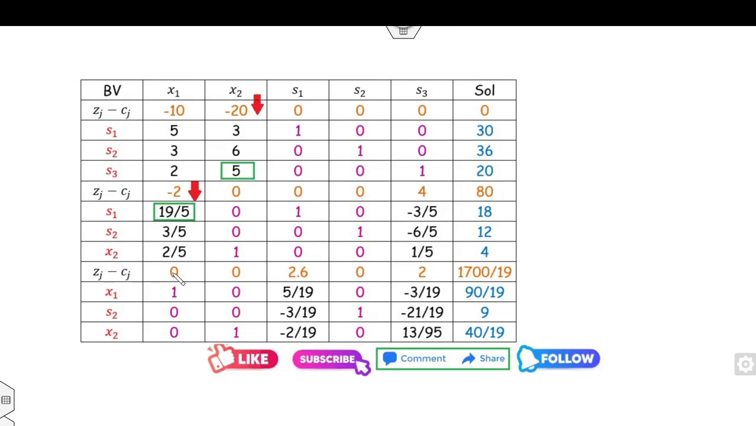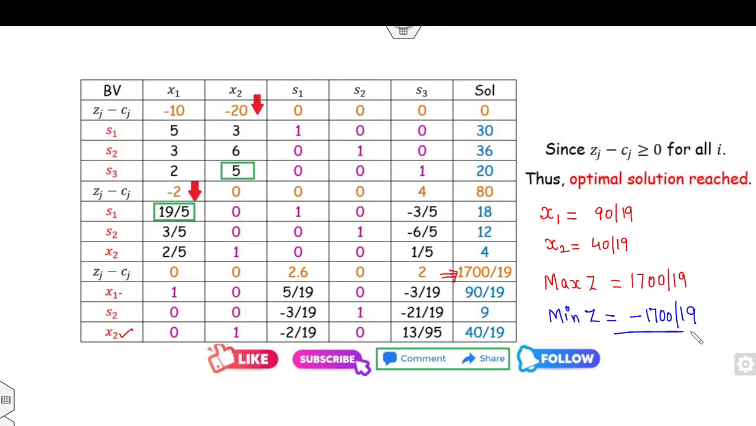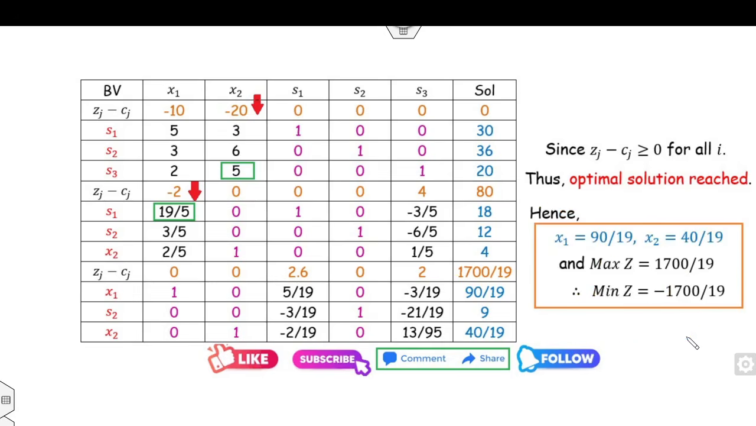Again, you can see that Zj minus Cj are all positive. So my answer is x1, 90 upon 19, x2, 40 over 19, and the maximization of Z is 1700 divided by 19. But since my problem is given in the minimization form, I can convert your answer from maximization to minimization by taking only the negative sign.